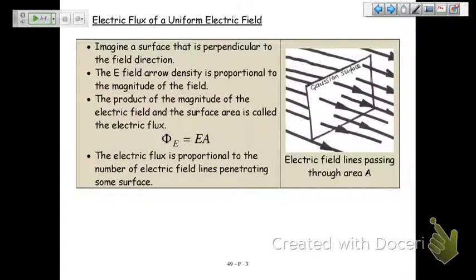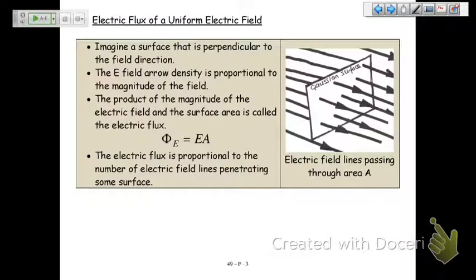Let's just make that rule. So we say, imagine a surface that is perpendicular to the field. The field is there because of charges, and we're not even bothering to draw the charges anymore. We don't need them. All we need is the electric field caused by the charges.